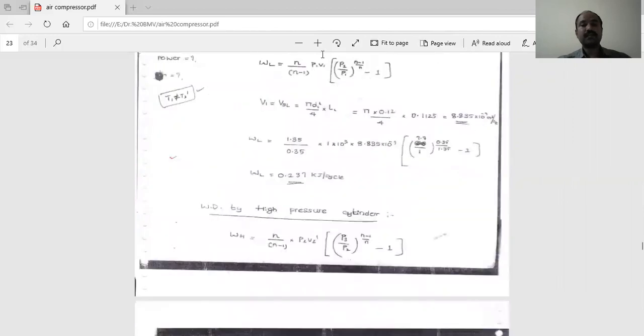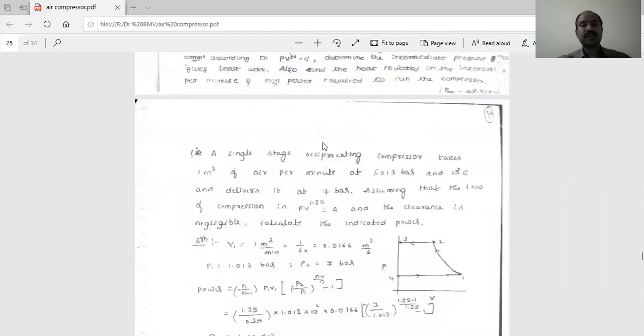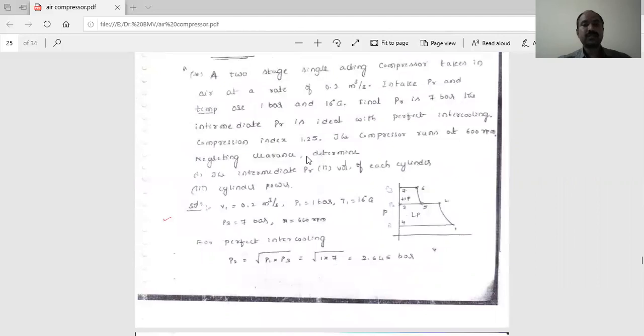Already we should know this problem. This is the last problem, for a two-stage compressor. Here I have solved it. Once again, I can read out this problem.